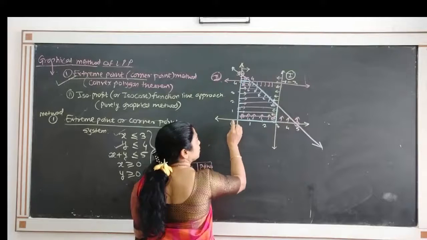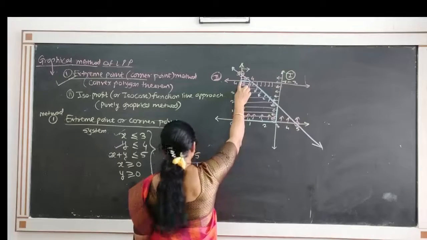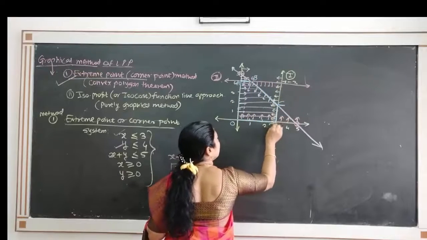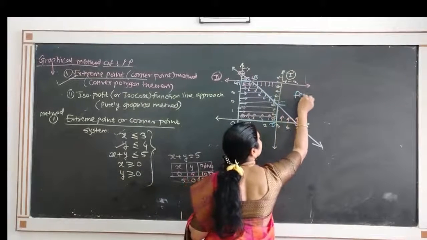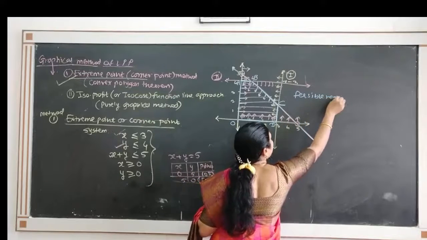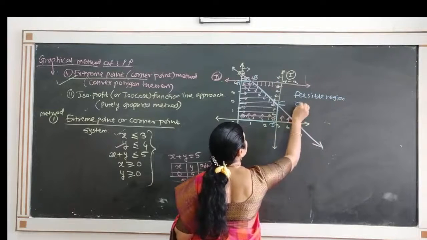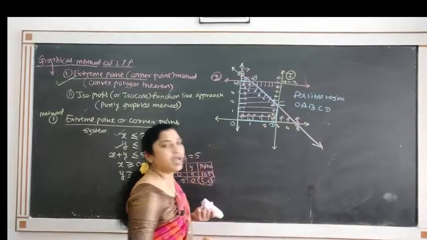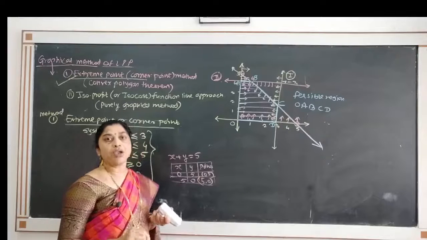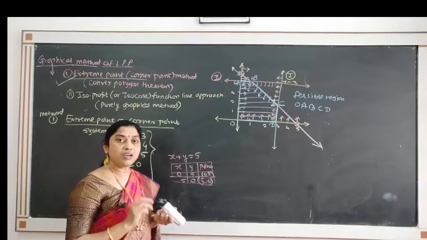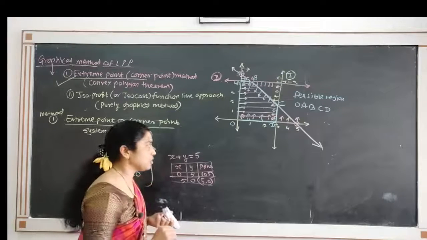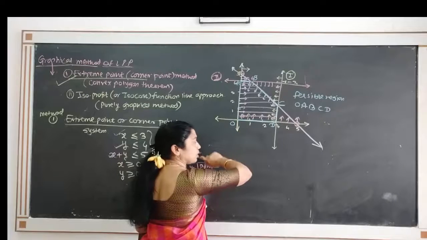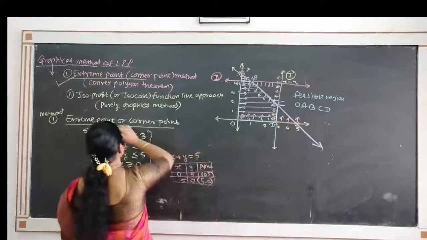I will label this as O. This point is 0, 4. I will say A, B, C, D. So which is the feasible region? The feasible region, that is known as the solution space, is O, A, B, C, D. This is the feasible region, which means that it satisfies all the constraints and non-negativity conditions simultaneously. I draw this graph only to explain this method.